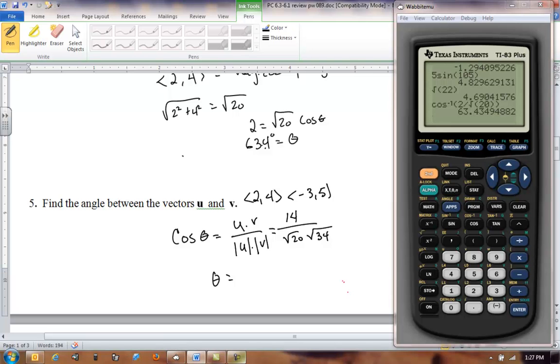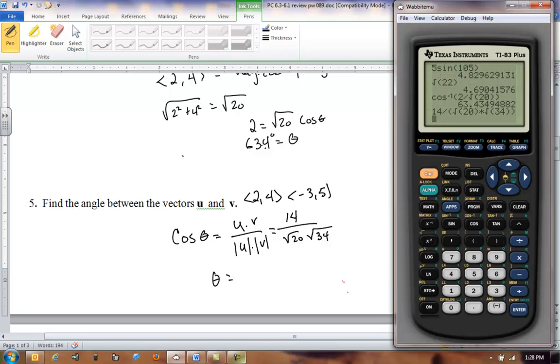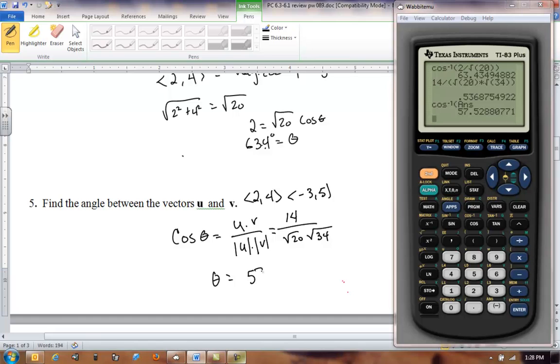So if you do it in one step, be very careful with parentheses. I'm going to do this in 2 steps. 14 divided by parentheses for the denominator, square root of 20 times square root of 34. 25 and 9, close those both. Then arc cosine of the answer, 57.5. Again, that's a formula you will need.